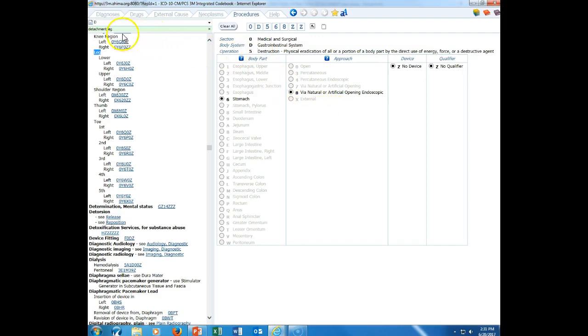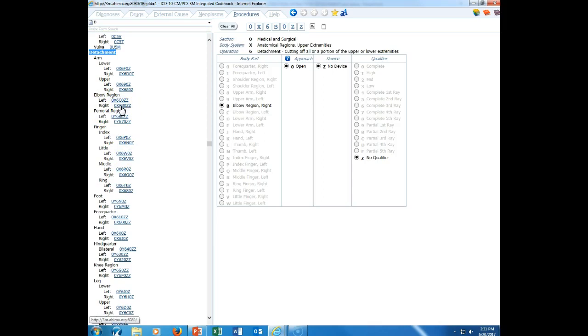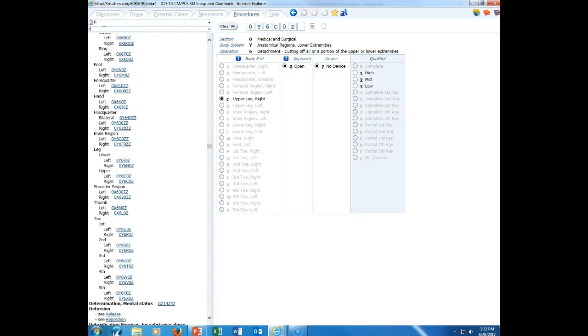So let's see, we don't need to be here. We need to be at femoral region because this is a region. So when we go to detachment and we look at femoral region, this was actually on the right. No, that's not going to take us there either. Let's rethink this. Okay, so we're at detachment.